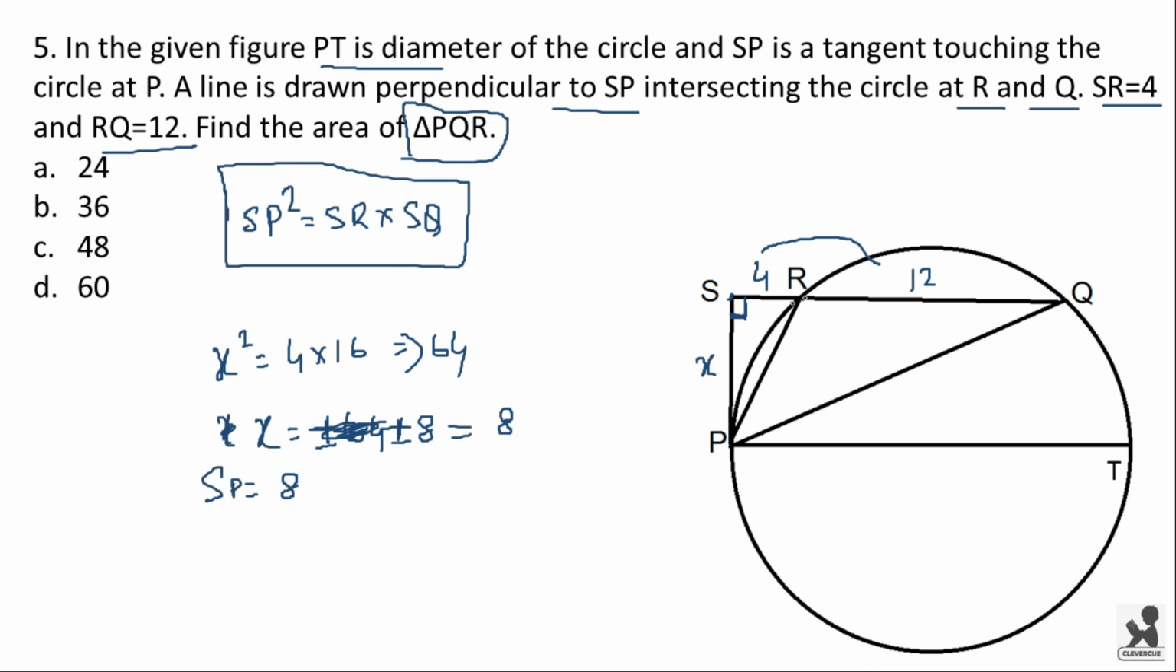Here in this triangle we can see that the height of the triangle is SP, which we calculated as 8. Now we have the area is equal to half into base into height, where the base is RQ, that is 12, and the height is SP, that is 8. We have got 6 into 8, which is 48 square centimeters. So 48 is the answer, option C.